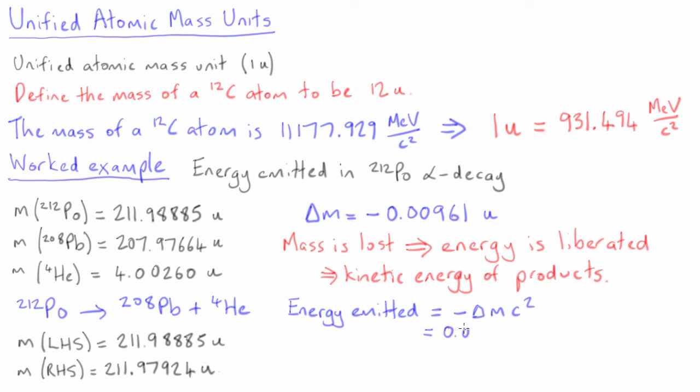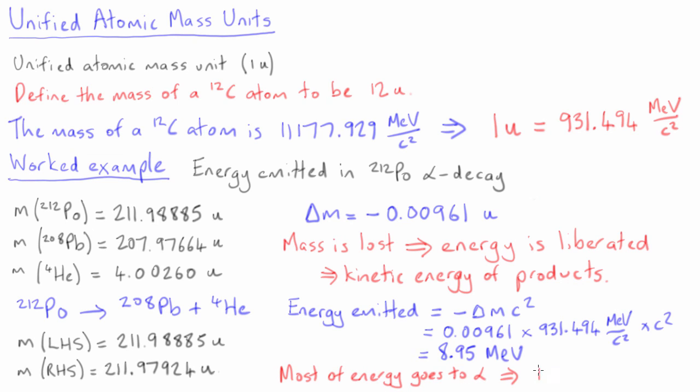We write 0.00961 times 931.494 MeV over c squared times c squared. The c squared on the top line cancels with the c squared on the bottom line, and we obtain that the energy is 8.95 MeV. Since we also need to conserve momentum, and since the mass of the lead-208 nucleus is so much heavier than the mass of the helium-4 nucleus, the vast majority of this energy is given to the helium-4 nucleus.